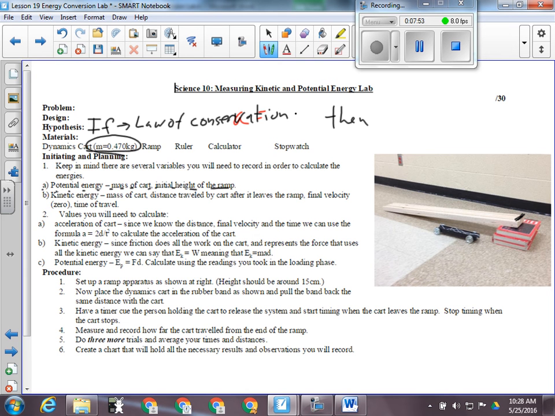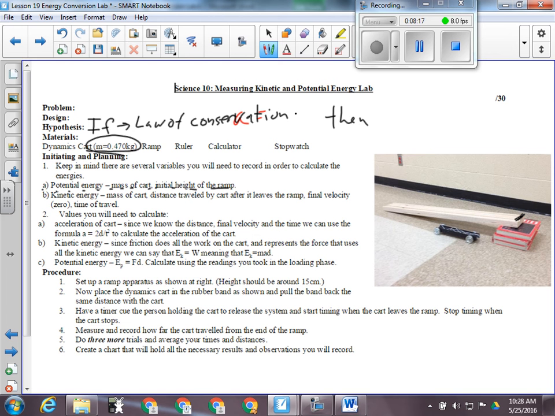For the kinetic energy, mass of the cart. We already know that, and it's not changing. Okay, the cart's not going to change mass as it rolls down the ramp. Okay, the distance traveled by the cart after it leaves the ramp. Okay, here's the strange thing that we're doing here. Okay, we're actually going to have to start the timer once the cart is on the floor. This is what's going to help us to calculate our kinetic energy.